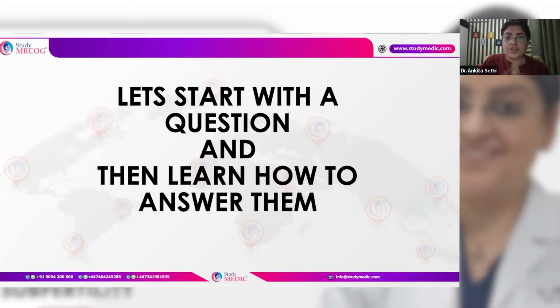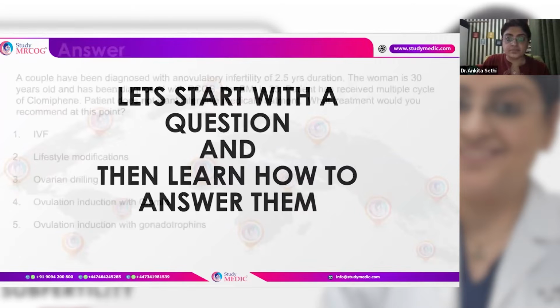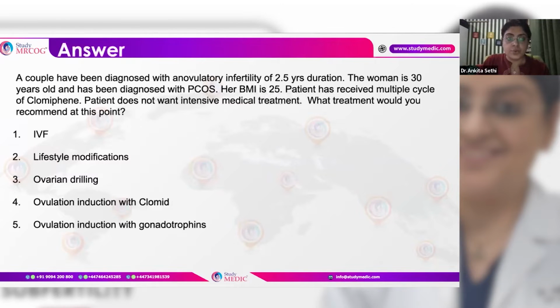Let's start with a question and then learn how to answer them. A couple have been diagnosed with anovulatory infertility of 2.5 years. The woman is 30 years old and has been diagnosed with PCOS. Her BMI is 25 and the patient has received multiple cycles of Clomiphene. The patient does not want any intensive medical treatment. So what treatment would you recommend at this point? We'll try to answer this question at the end of the class as well.